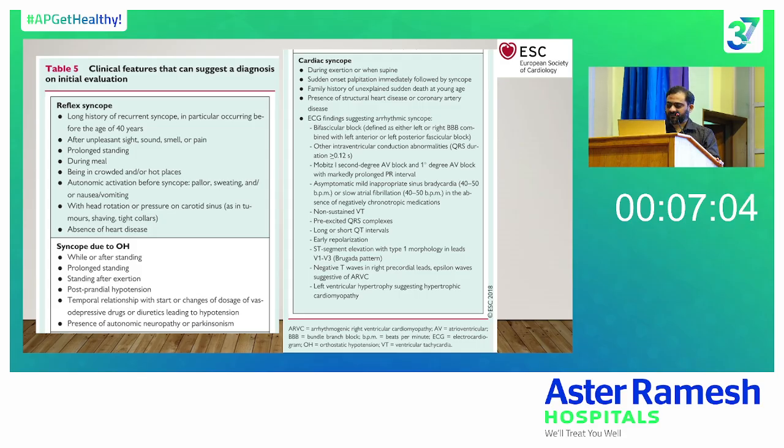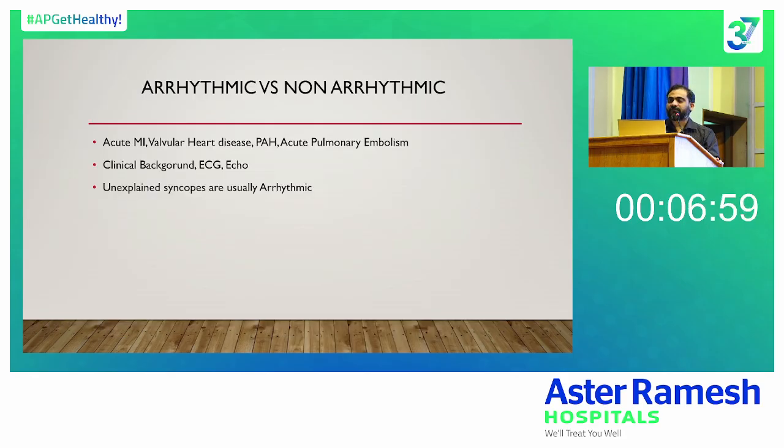So quickly we'll see a few case scenarios where we will have some difficulty. But before that, once we know that it is a cardiac cause and not other non-cardiac causes, we have to distinguish between arrhythmic and non-arrhythmic causes. As sir has rightly pointed out, acute MI can present in many different ways. One of the different ways is we have seen patients presenting with syncope, especially with inferior MIs, valvular heart disease, even acute pulmonary embolism. A clinical background, a good ECG and echo will usually give you the diagnosis in these things. And mind you, unexplained syncopes are usually arrhythmic.